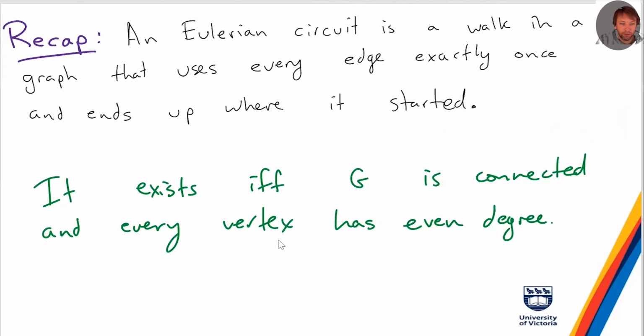Right, so just a recap. An Eulerian circuit is a walk in a graph that uses every edge exactly once, and they exist if and only if every vertex has even degree. So that's just repeating what we've been talking about.